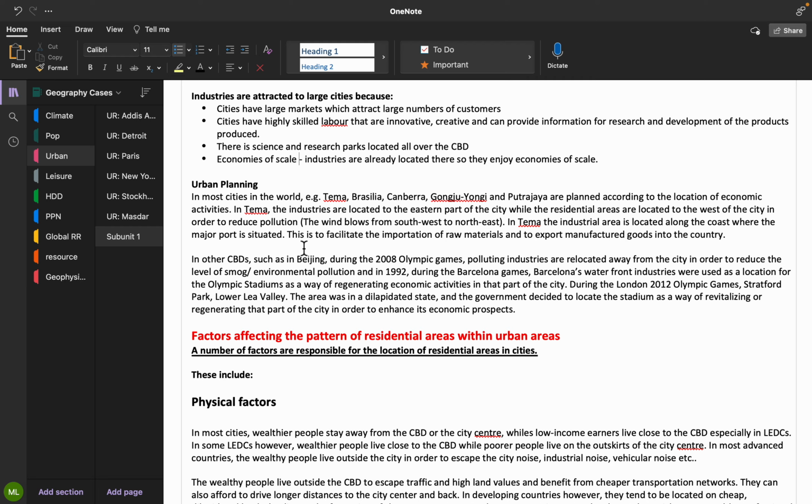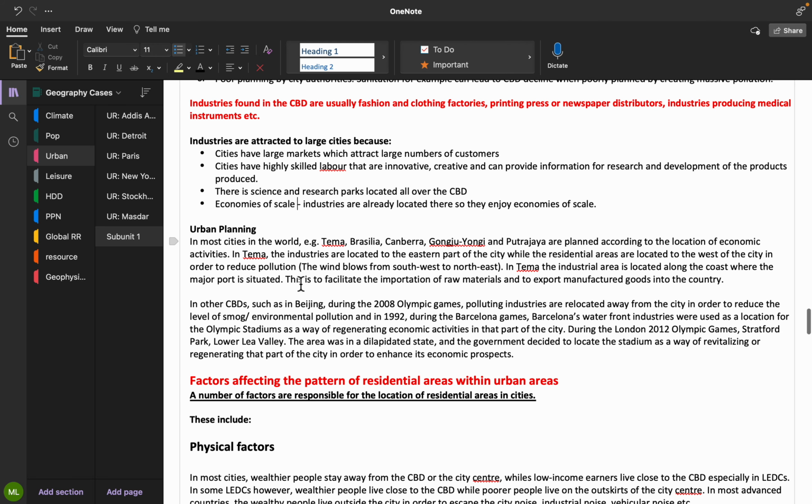And urban planning. So in most cities in the world, like Tema, Brasilia, Canberra, Gyeonggi, and Putrajaya, are planned according to the location of economic activities. So in Tema, the industries are located in the eastern part of the city, while the residential areas are located in the west of the city in order to reduce pollution, because the wind blows from southwest to northwest. This is really key as it eliminates all that negative externality.